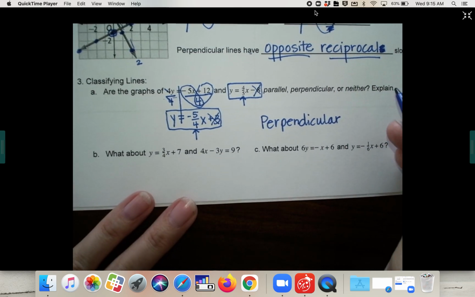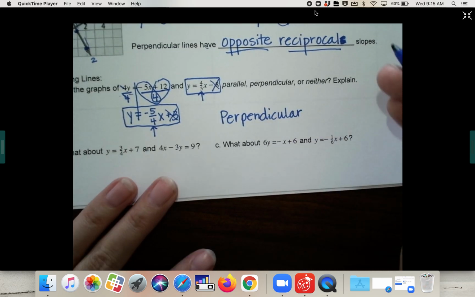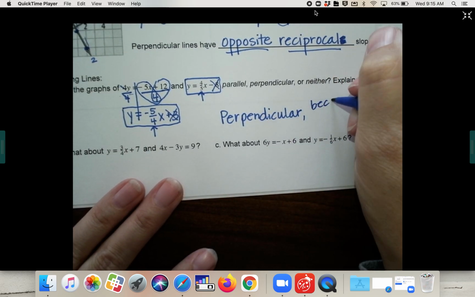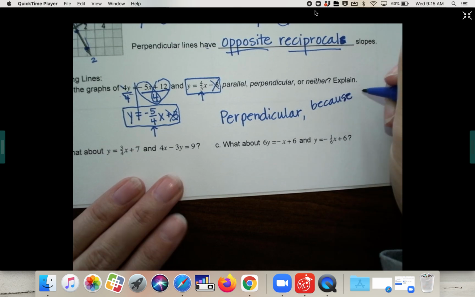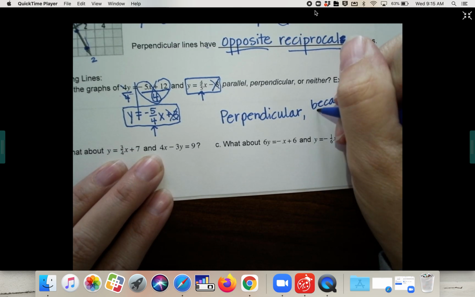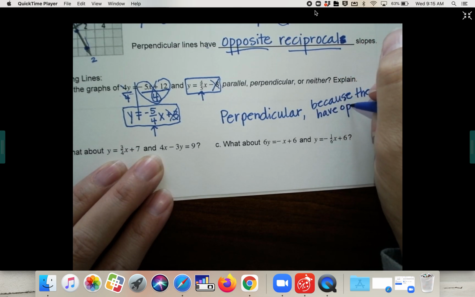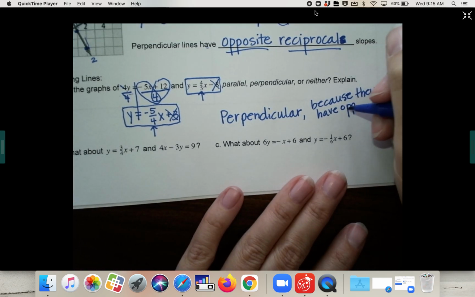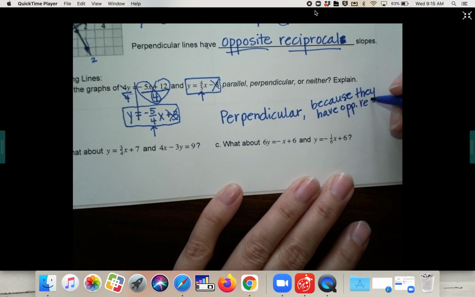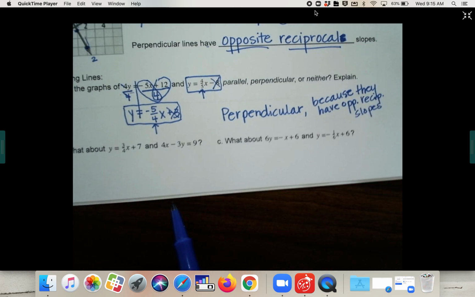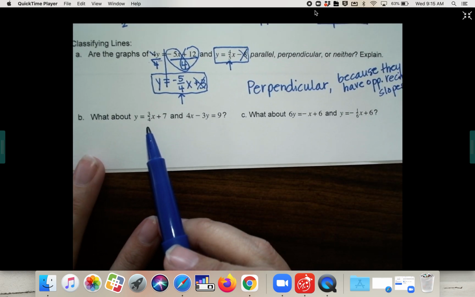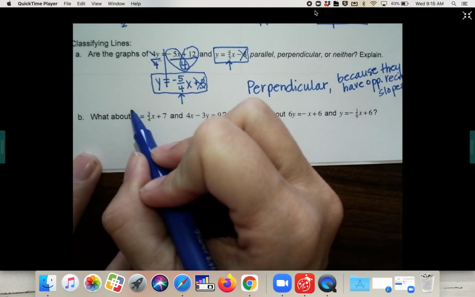All right, and it says explain, but we can just say because they have opposite, I'm abbreviating this, opposite reciprocal slopes. Okay. It gives us a couple more. What about this one and this one? So, yay, we're done with this one.